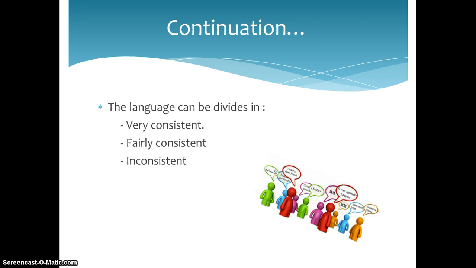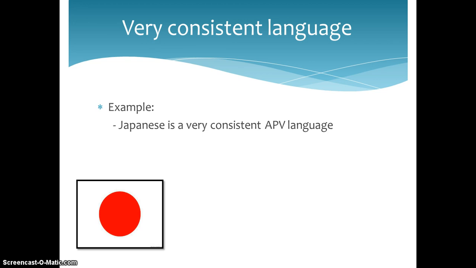And also, we have three different kinds of languages. The languages can be divided, as I said before, in three: very consistent, fairly consistent, and inconsistent. A very consistent language is one in which we can have changes. For example, Japanese is a very consistent language, which is A, which is agent, P, which is the predicate, and at the end we have the verb.